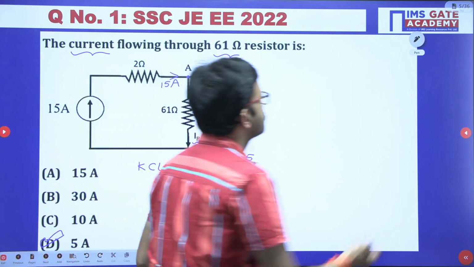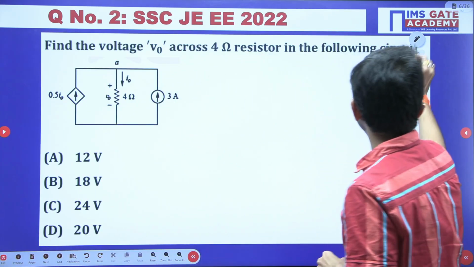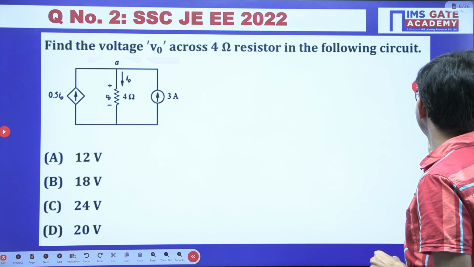All of you give a try for the next question. In this question you have to calculate the V naught value. All of you give a try.